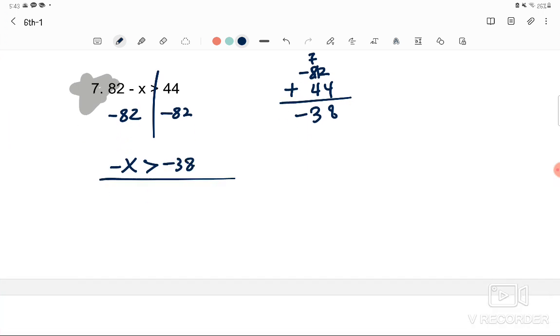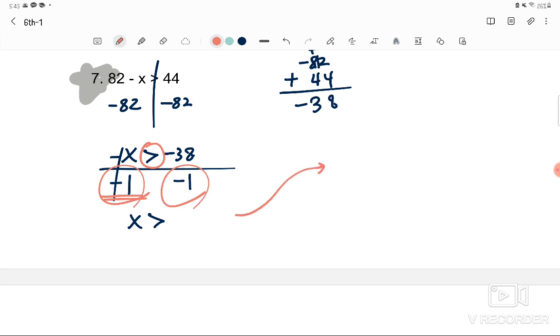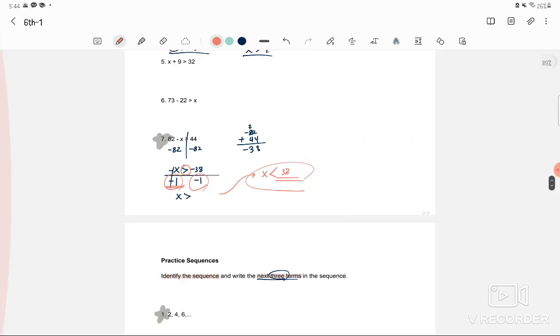So this is not the final answer, so you have to divide by negative 1 on both sides. The negative signs cancel out, and x is not greater than, because you divided by a negative number, as you see. So the correct way of writing this is x is less than 38. This is the final answer.